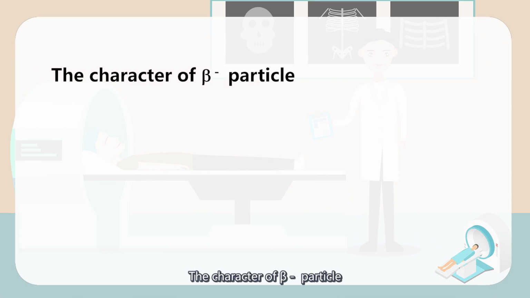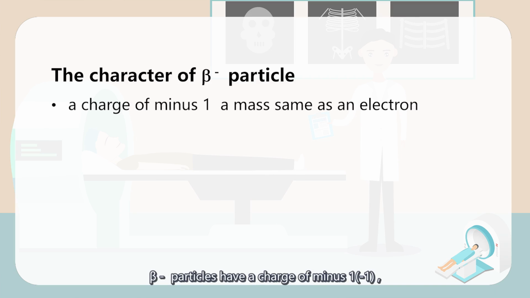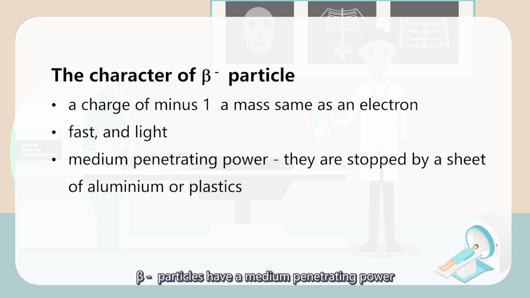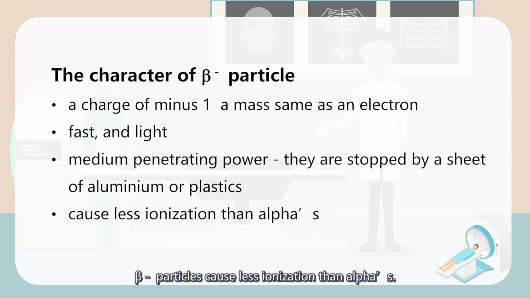So let's see the characteristics of the beta-minus particle. Beta-minus particles have a charge of -1 and a mass the same as an electron. Beta-minus particles are fast and light. Beta-minus particles have a medium penetrating power. They can be stopped by a sheet of aluminum or plastic. Beta-minus particles cause less ionization than alphas.